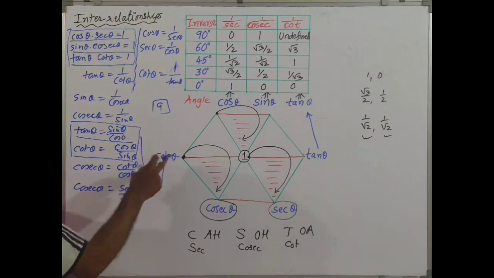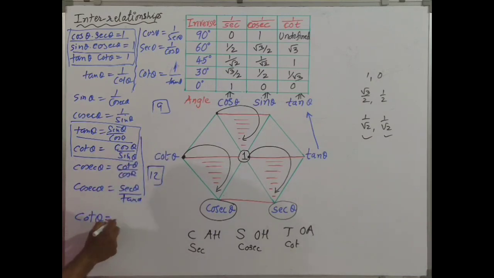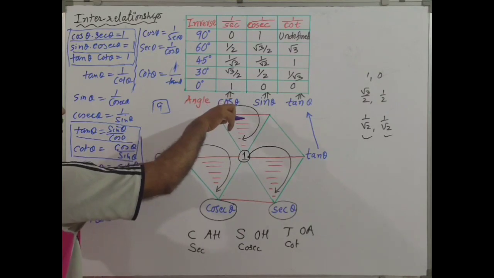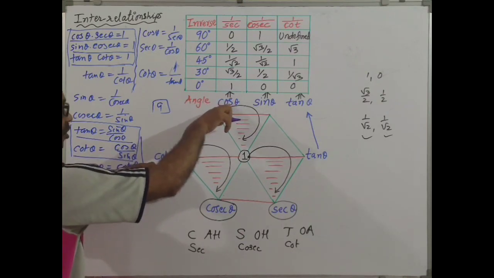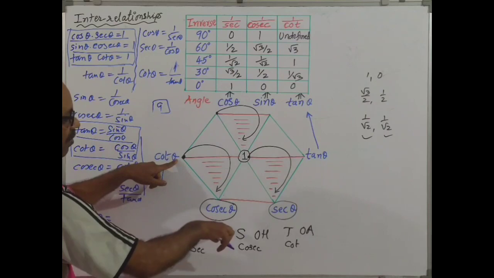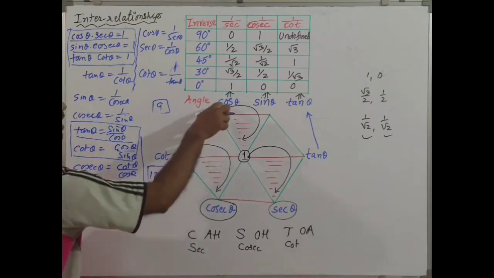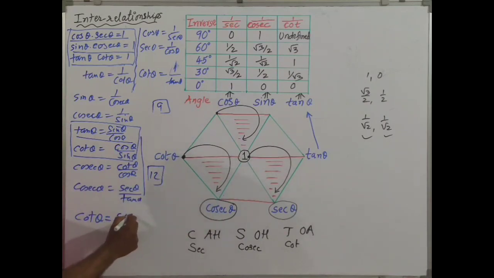एक और, cot theta is equal to उसका नेबरिंग ट्रिगोनोमेट्रिक रेशियो ए बाजू और नेबरिंग ट्रिगोनोमेट्रिक रेशियो ए बाजू, दोनों का प्रोडक्ट. सो cot theta is cos theta into cosec theta.